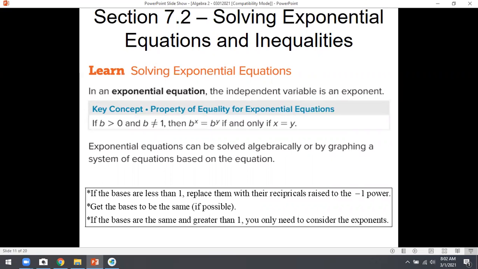Okay, so an exponential equation is just what it sounds like. It's an equation. So you're trying to solve something. You only try to solve things when there's an equal sign, by the way. There seems to be some confusion about that. But this is what you want to do.